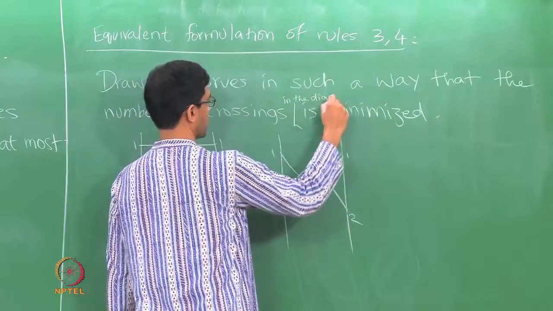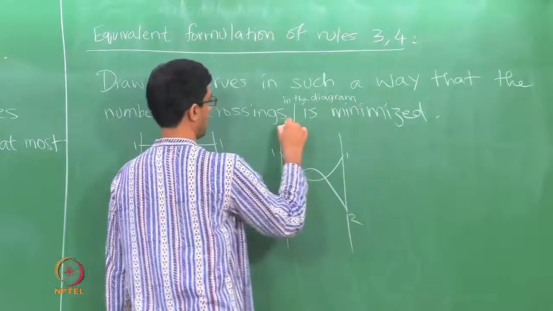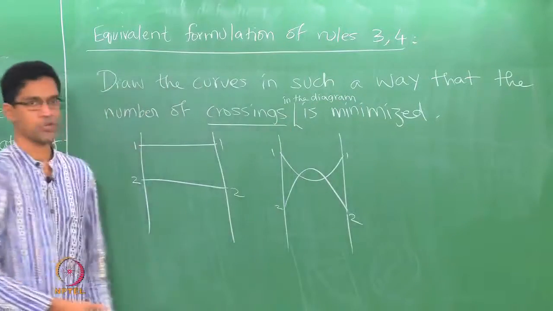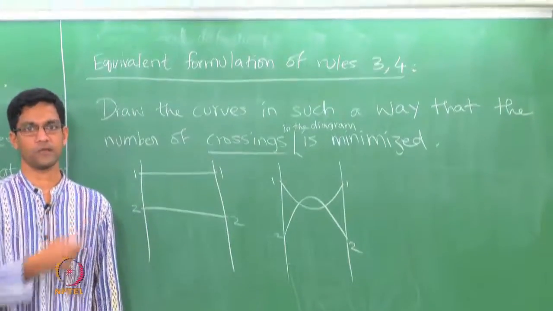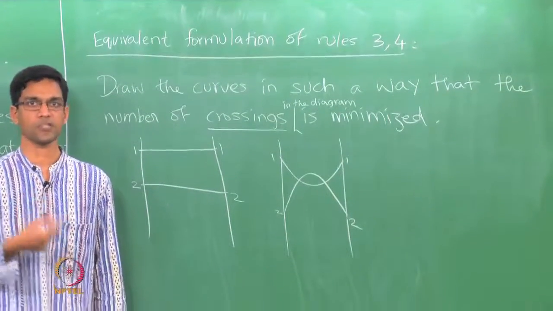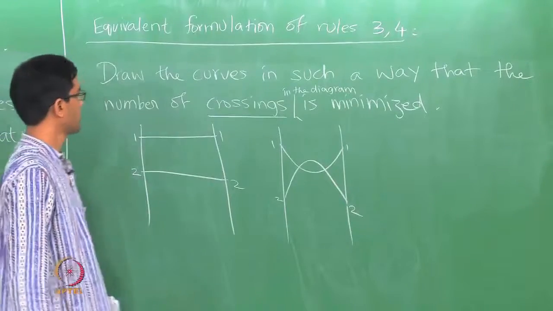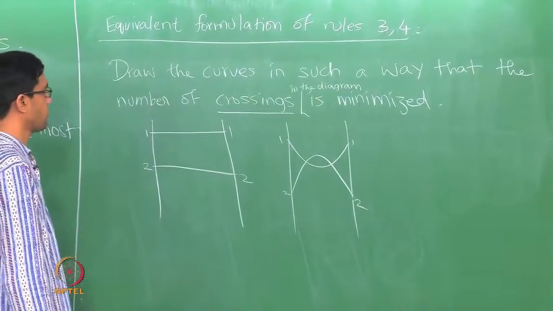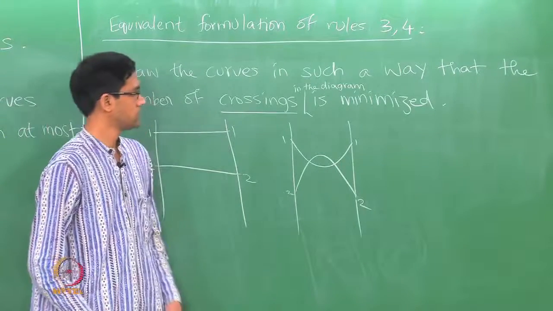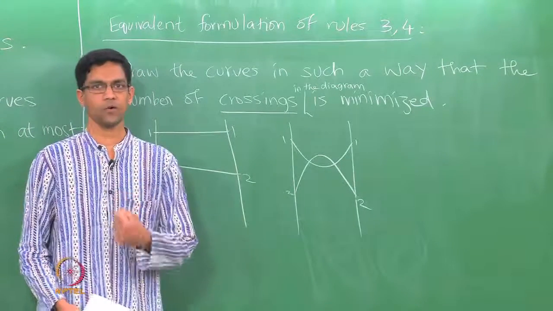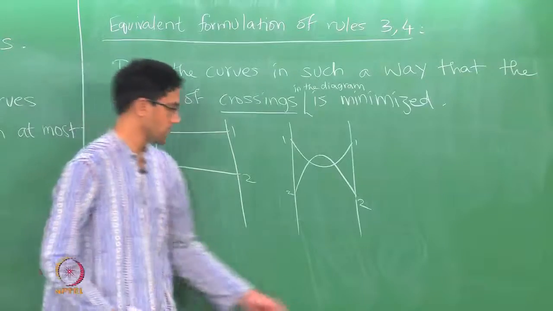So here when I say crossings, I'm using it in the sense of a place where these two curves cross, not in the formal definition sense of crossings for a permutation. Okay, so draw the curves in such a way that the number of crossings in the diagram is minimized. So that's one easy rule to keep in mind when drawing these diagrams.